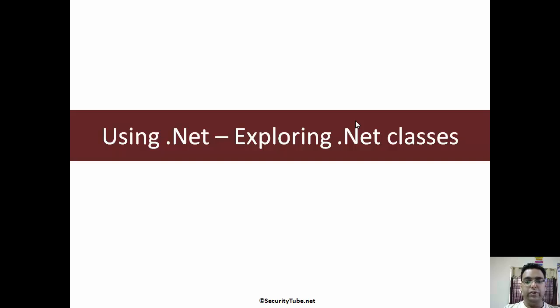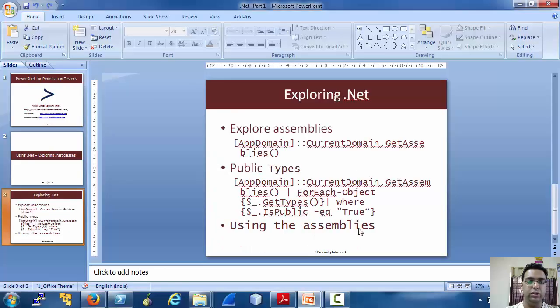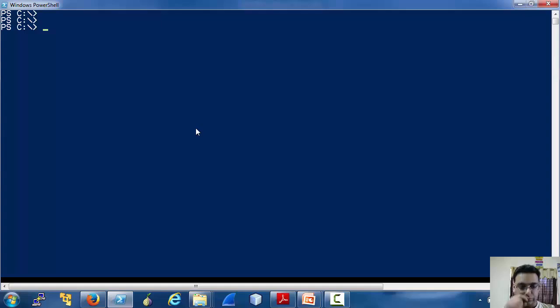In this video, let's have a look at exploring .NET classes with PowerShell. We will see how to explore assemblies, listing public types, listing classes or assemblies we want, and using them. I have copied the commands here so that you could use them later on.